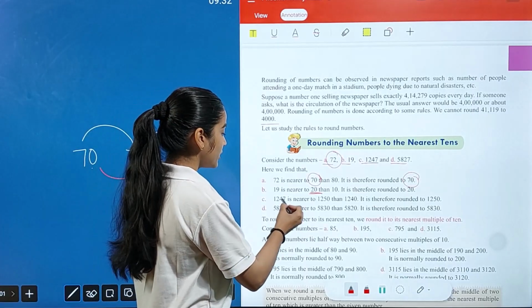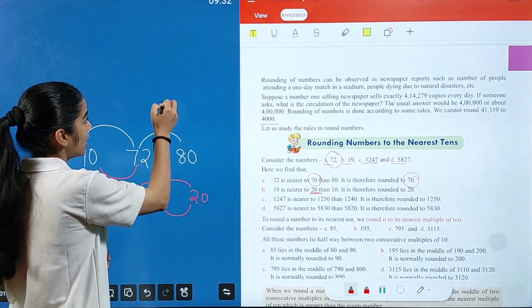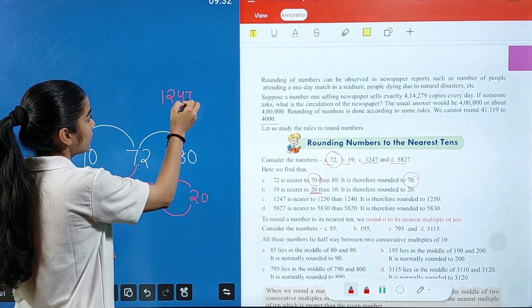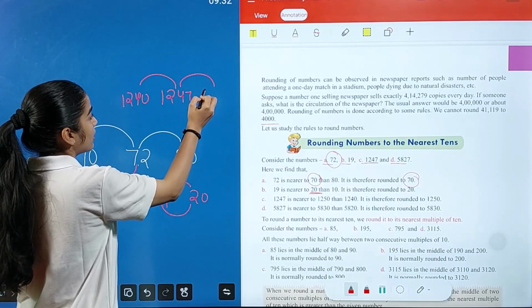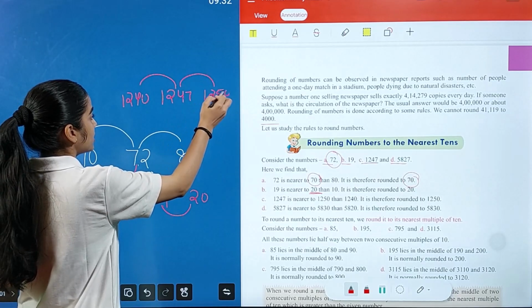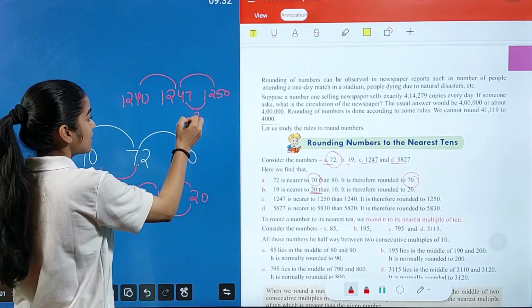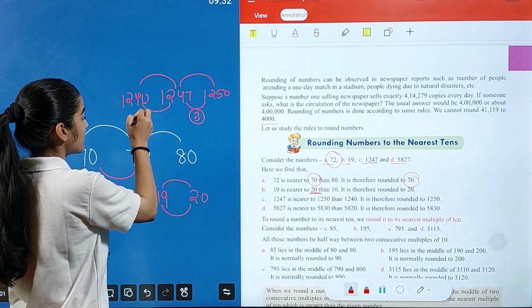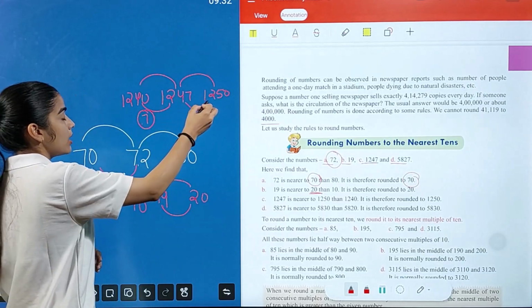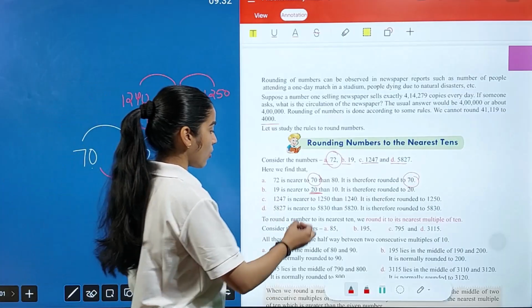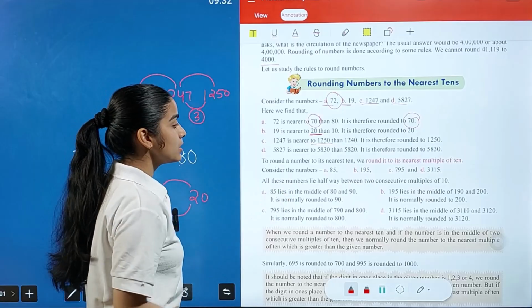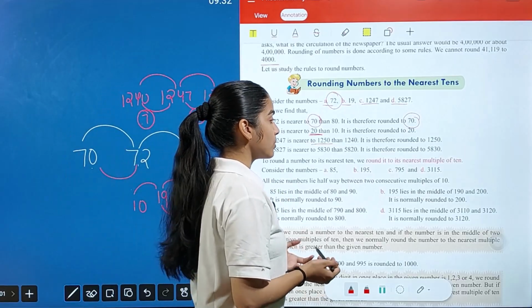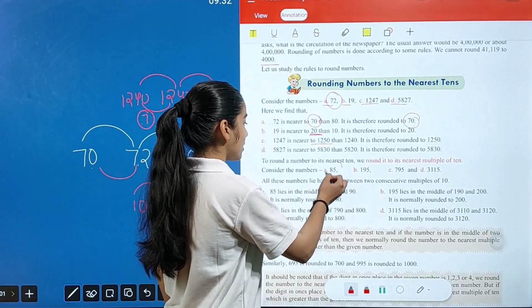Now 1247. In this case, you can move to 1240 or 1250. Obviously in this case you only have to take 3 steps, but in the other case you have to take 7 steps. So it means 1250 will be your round off. Okay, so in the same way you can do that. To round a number to its nearest 10, we round it to its nearest multiple of 10.